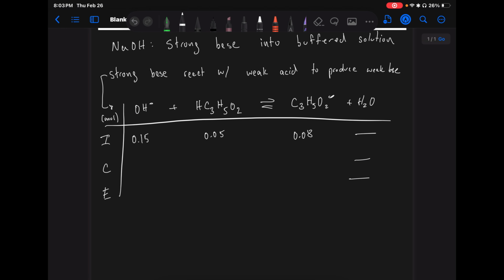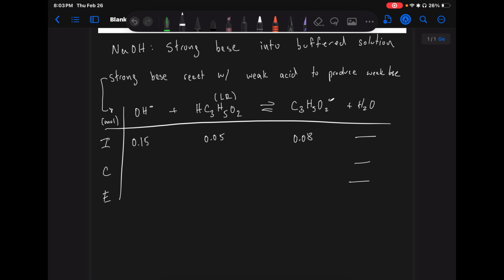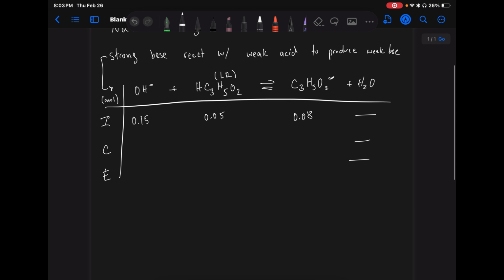Now from this, we need to determine what the limiting reagent is. Hopefully it's obvious that the limiting reagent of this reaction is the HC3H5O2. If you're wondering why, it's because 0.05 moles is smaller than 0.15. And because this is a strong base, it'll continue on to completion. You'll realize what the issue is after we write this out.